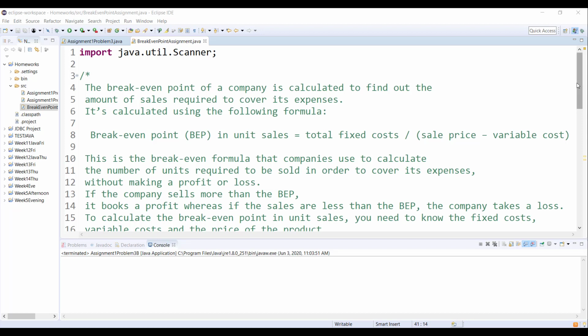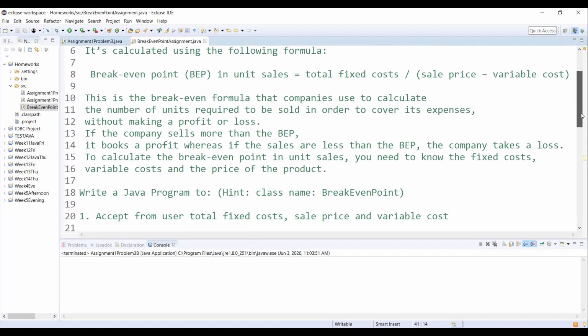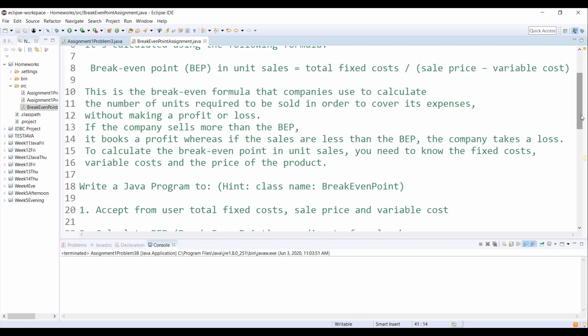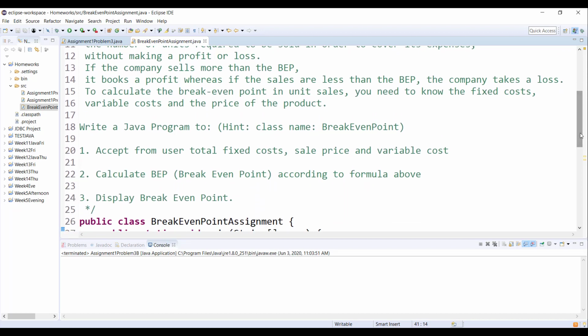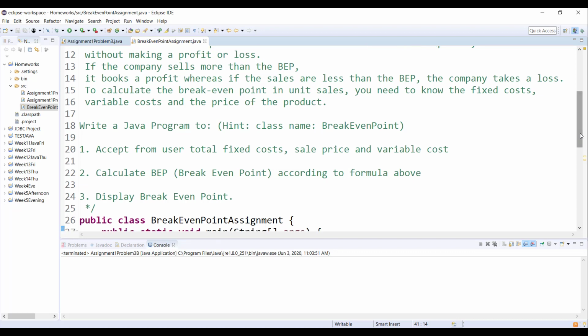Okay, so in order to solve this problem, if you look at the formula over here, the formula talks about 4 different things. We need a break-even point, which will be the holder of the output. We need total fixed cost, we need sale price, and then we need variable cost. So we need a total of 4 variables. So we'll be writing a program to accept from the user the total fixed cost, sale price, and variable cost. We will calculate the break-even point and display the break-even point back to the user. So we will first declare the variables.